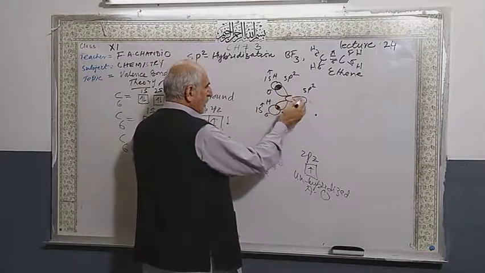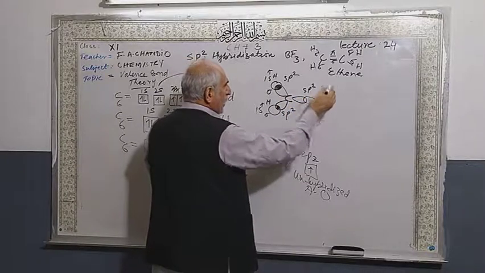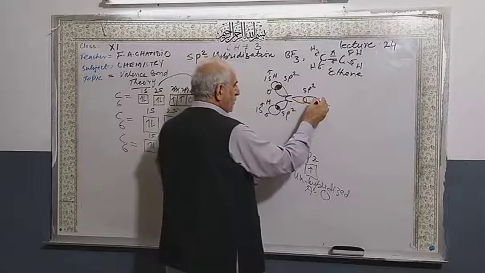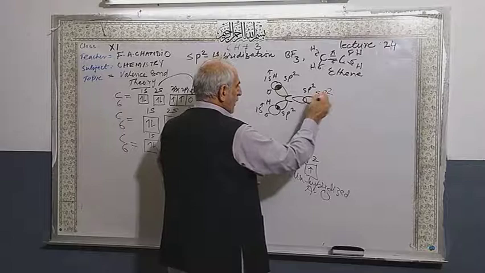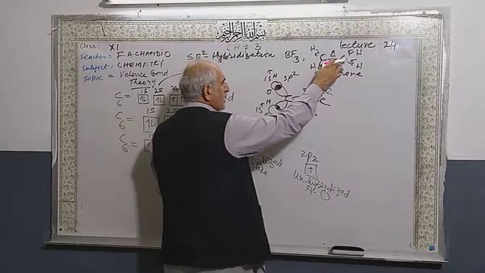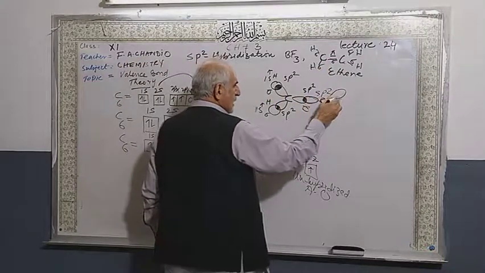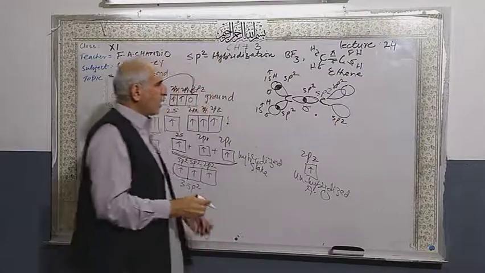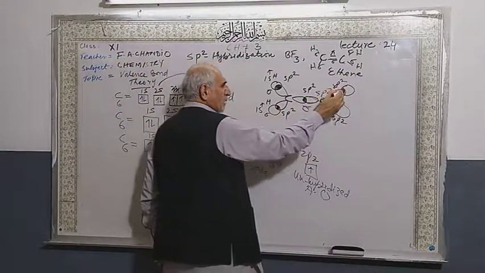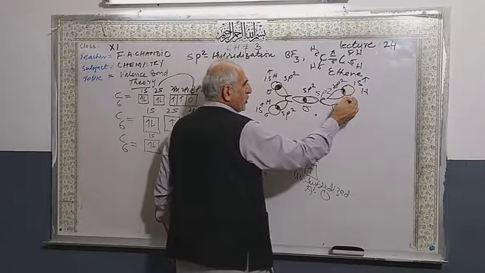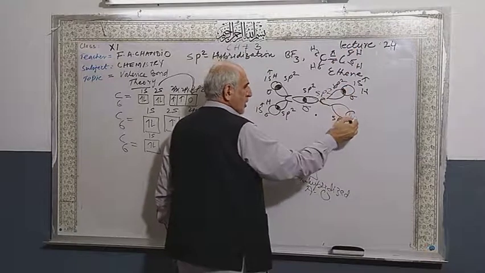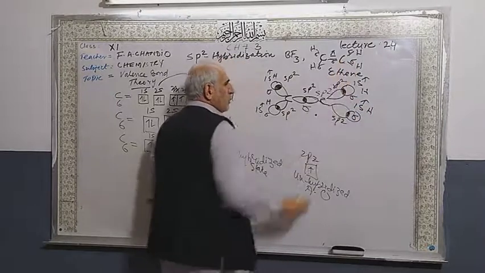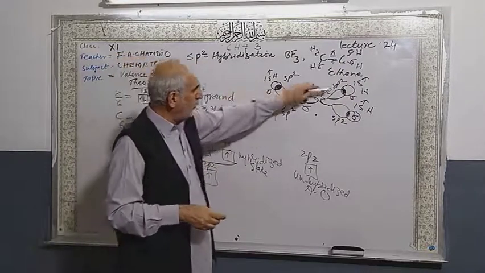Now this sp2 of the carbon is going to overlap with the sp2 hybridized orbital of the other carbon, straight overlapping, to give a sigma bond. This is a sigma bond. Likewise, the other sp2 hybridized orbitals of the other carbon overlap with the 1s1 of hydrogen to form this sigma bond, and the last one overlaps with the 1s1 of hydrogen to form a sigma bond. So you can find 5 sigma bonds: 1, 2, 3, 4, 5.